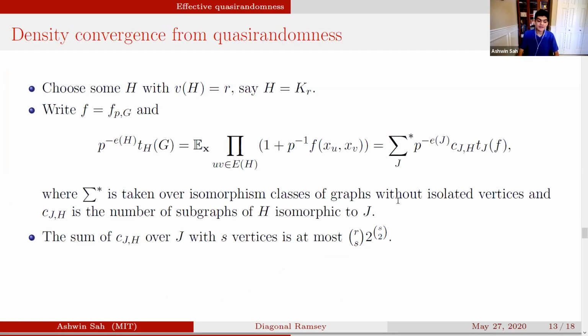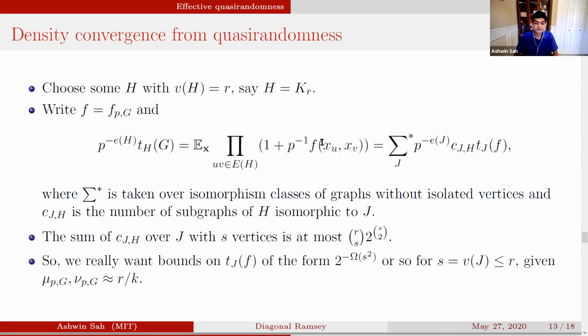And so what's going to happen is we're going to need our bound to beat this contribution here. Because ultimately the problem when we expand out this large product is the number of terms. And if we're just doing a simple L infinity bound on each of these terms, for example, then we're going to need to beat the number of terms. So just to sum up everything that's happened so far, we have a Ramsey graph and we have this value F. And we basically are going to bound T_J of F above by something on the order of 2 to the s squared, where s is the number of vertices of J.